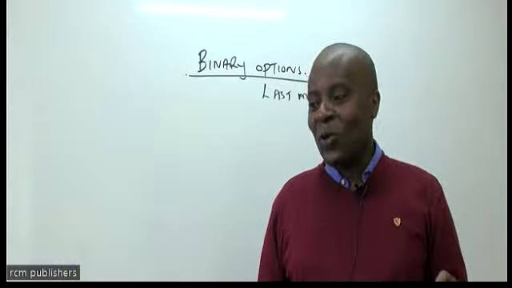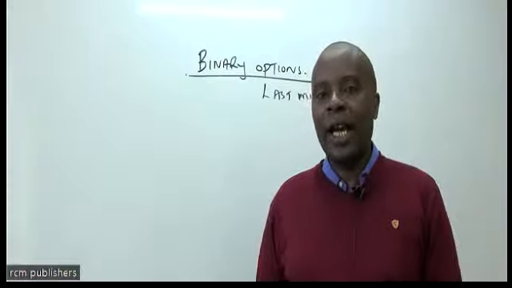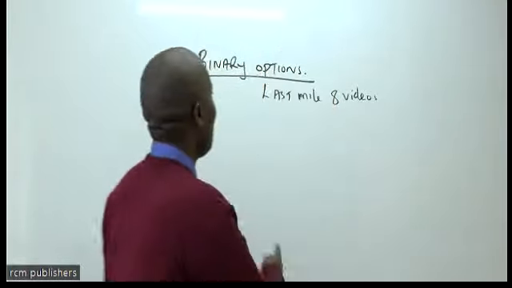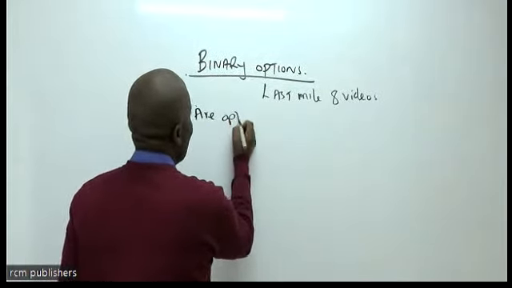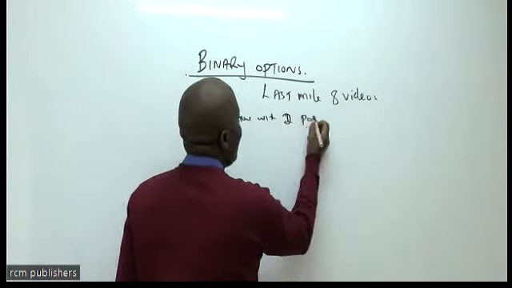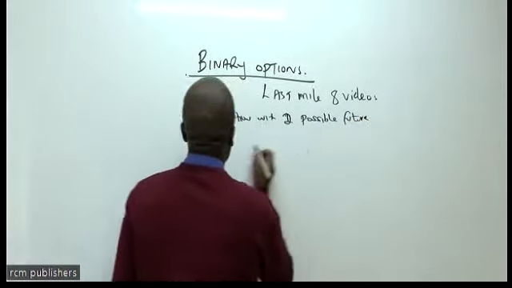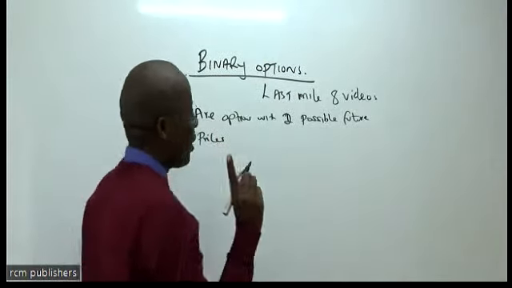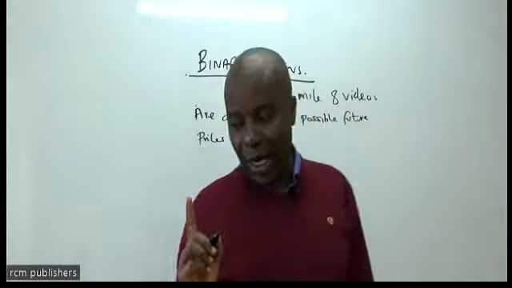Right. So when you hear the name binary, bi means what here? 2. Bi means 2. 2 possibilities. So basically binary options are options with 2 possible future prizes.